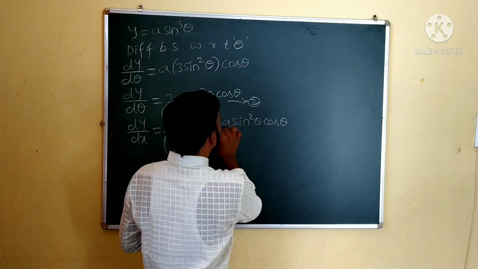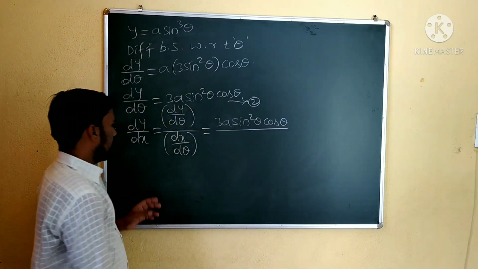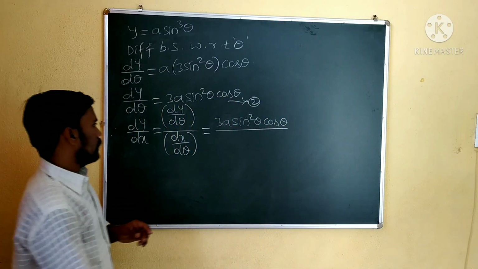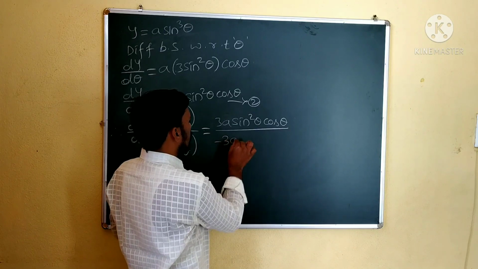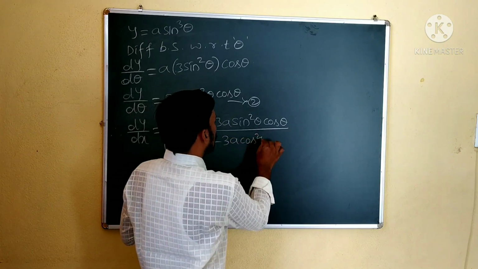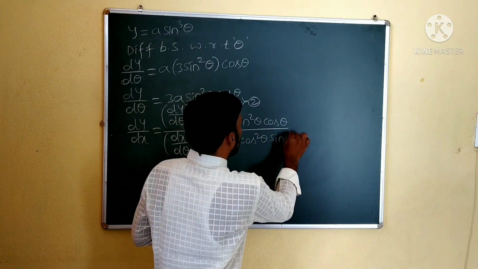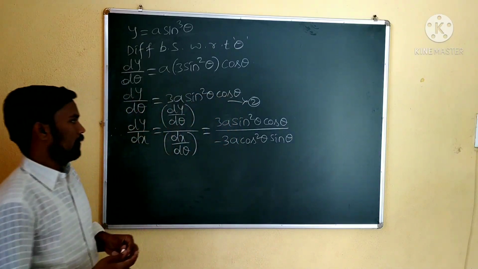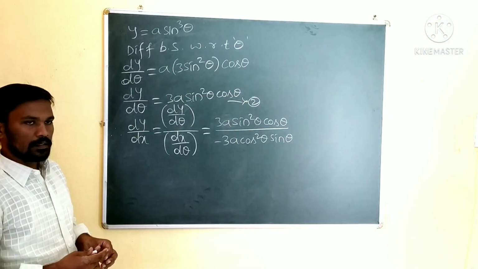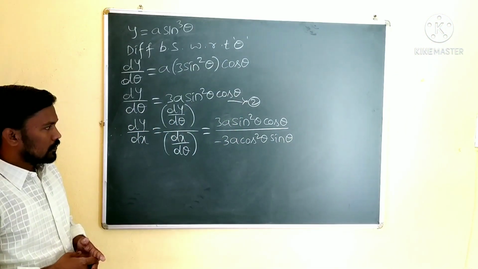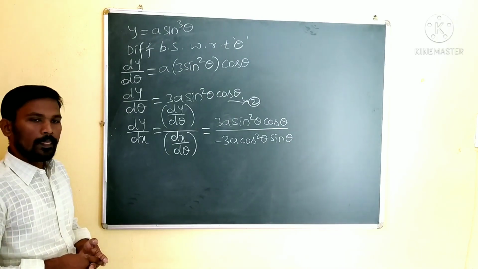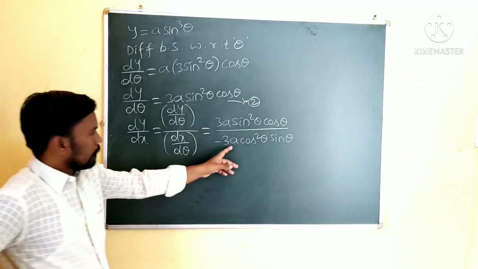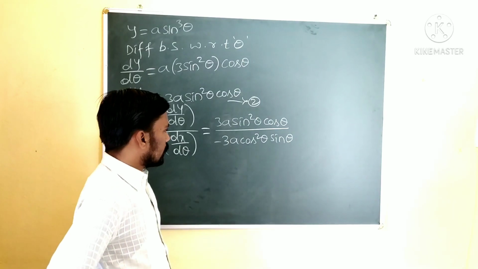Divided by dx by d theta. This is minus 3a into cos square theta into sin theta, because the derivative of a cos cube theta is minus 3a cos square theta into sin theta.